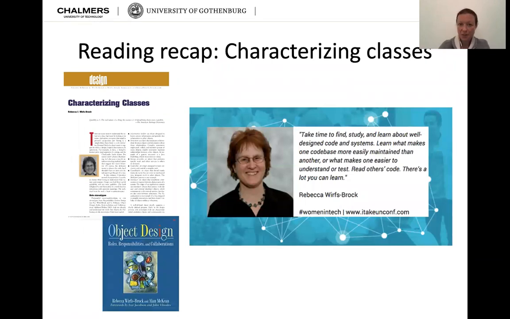This was an IEEE software article, and on the right-hand side, you see a quote by Rebecca Wurzbrook. It says, "Take time to find, study, and learn about well-designed code and systems. Learn what makes one code base more easily maintained than another, or what makes one easier to understand or test. Read other people's code. There's a lot you can learn."